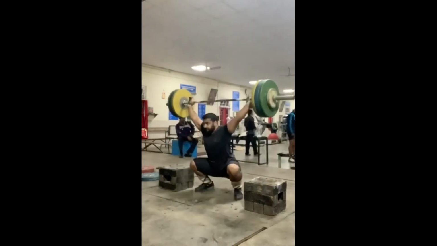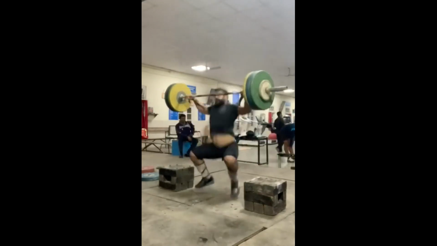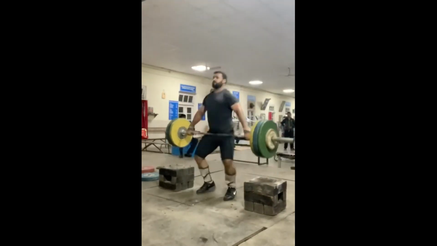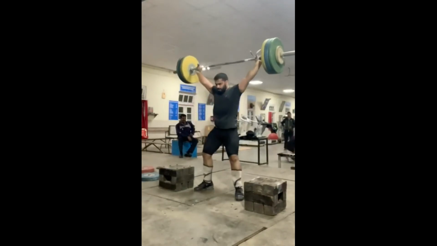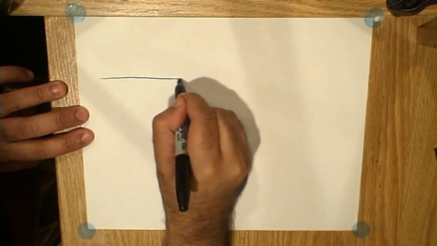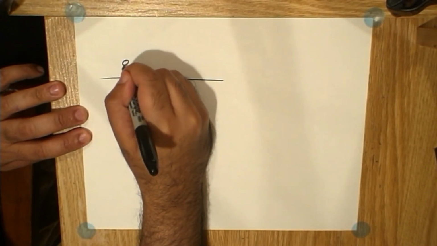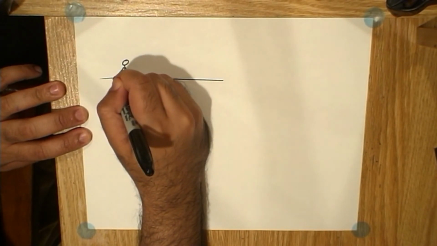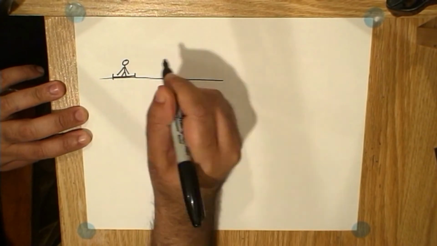And if you go to the gym, a fast exercise will test not your work output, but your power endurance. Consider this example. A weightlifter applies a 500 Newton force to a barbell. They lift the barbell by 1.5 meters. How much power did they exert if they lifted the barbell in 2 seconds? In this question, we have a weightlifter, and this weightlifter is going to lift a barbell.